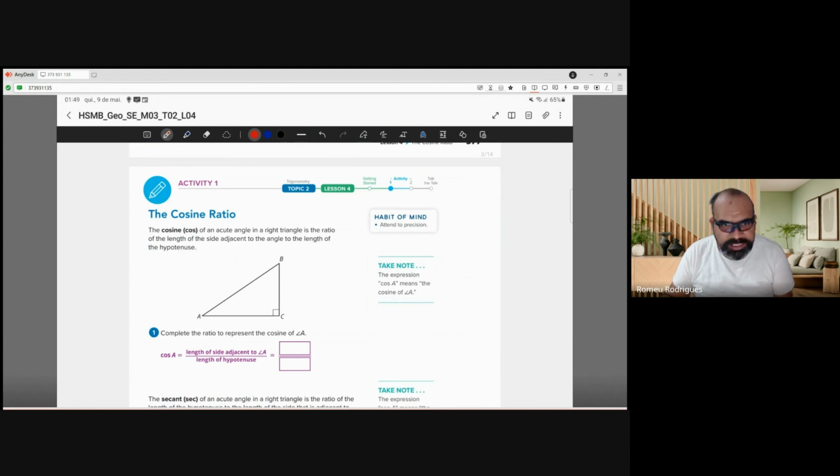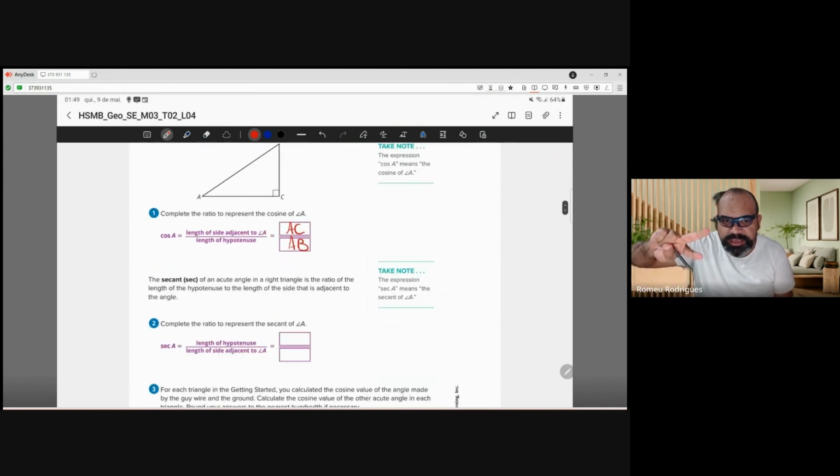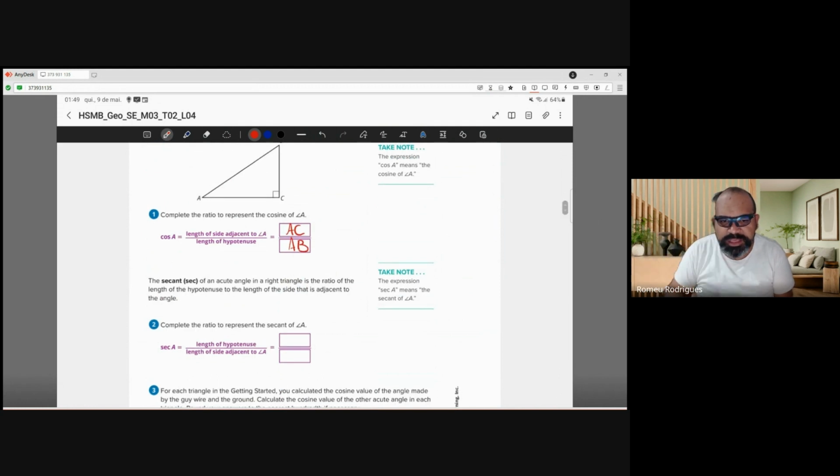What is the adjacent side to the angle? Angle A. The adjacent side to angle A is AC divided by AB. The secant is the inverse. Okay, as we can read here, the secant is the inverse: the hypotenuse divided by the adjacent, which in our case here is AB over AC.